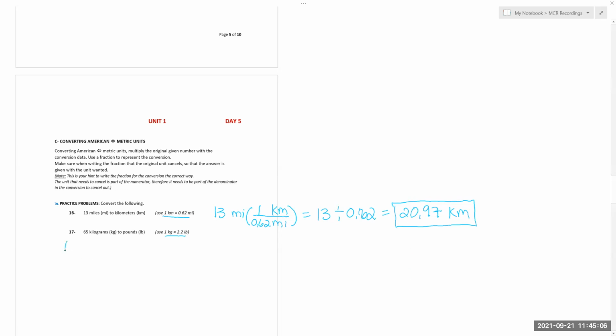So for this one, I want 65 kilograms to pounds. So kilograms on the bottom, pounds on top. So you're going to multiply and get 143 pounds. All right, so that's going to part one of today.